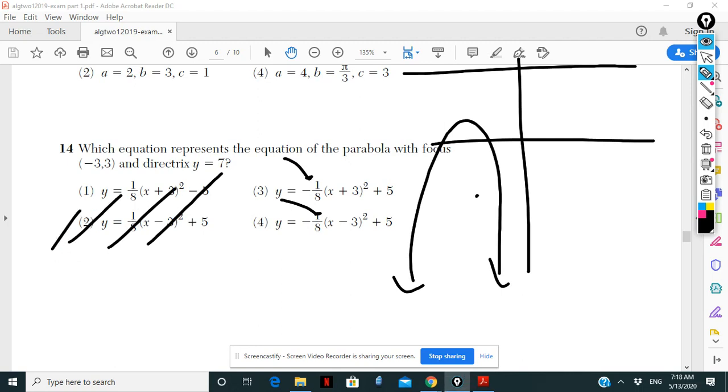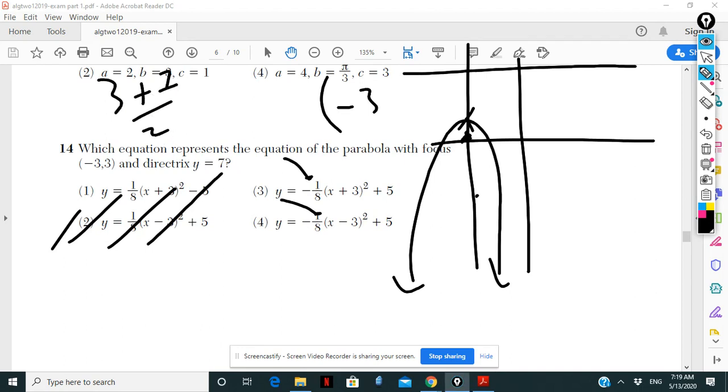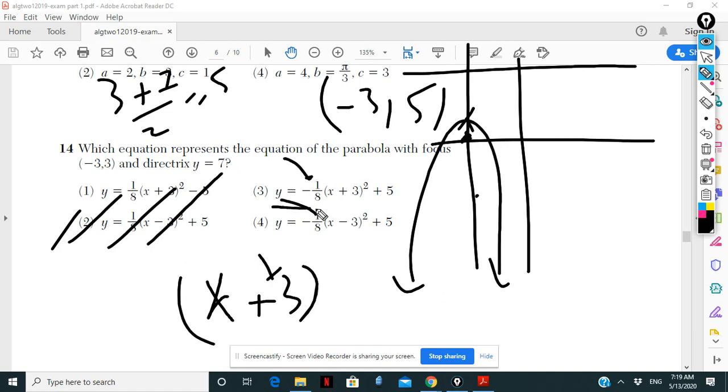Now, how to find the vertex? The vertex is the midpoint between the focus and the directrix. If you look, it should have the same x value, which is -3, and the y value is the average of 3 and 7. So 3 plus 7 divided by 2 gives me 5. So I know the vertex is (-3, 5). So now when I write, it's going to be x plus 3. In that case, h is negative. So the answer is number 3.